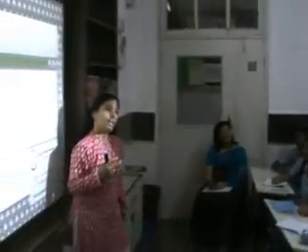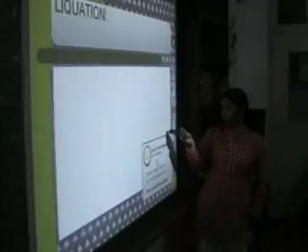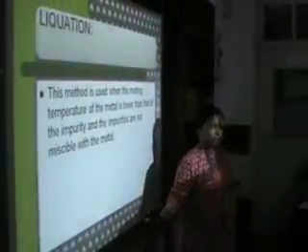What is the word? Does it give you any idea? Liquation. What do you think? Yes, Ayush? Refining with the help of a liquid. Any other thing? Anything else which is coming? Refining by converting. Okay, very good. Refining by converting it into a liquid. And that is exactly what your liquation method is all about.